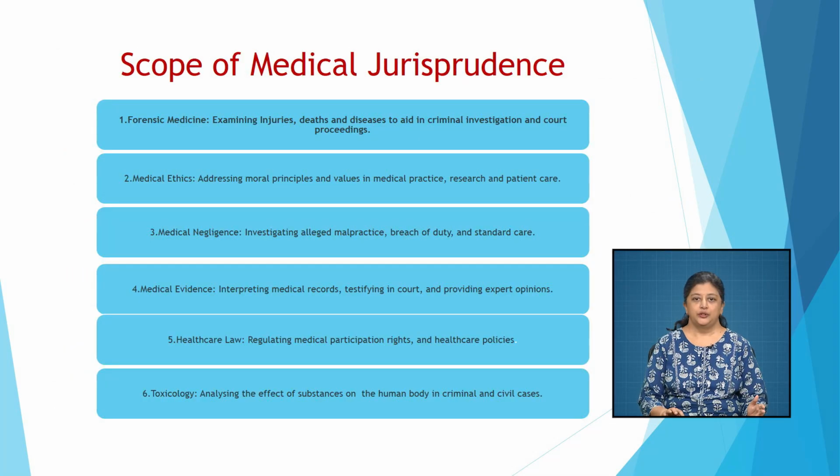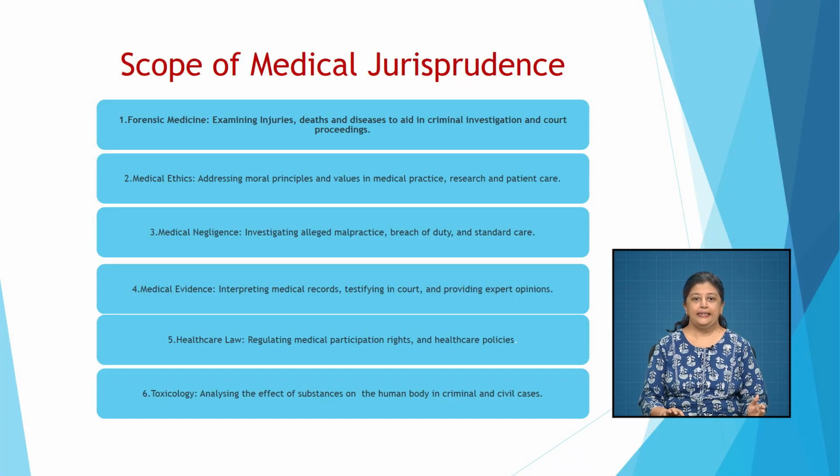Scope of medical jurisprudence. First, forensic medicine: examining the injuries, deaths, diseases to aid in criminal investigation and proceedings. Second, it is medical ethics, addressing moral principles and values in medical practice, research and patient's care. Third is medical negligence, investigating alleged malpractice, breach of duty and standard care. Fourth is medical evidence, interpreting medical records, testifying in court and providing expert opinions.